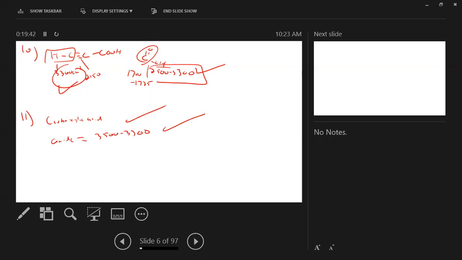So it says identify the functional group present in the compound. We do have some type of carbonyl group, but it's not a carboxylic acid because we're missing the 2,500 to 3,300. So we are going to select an aldehyde.